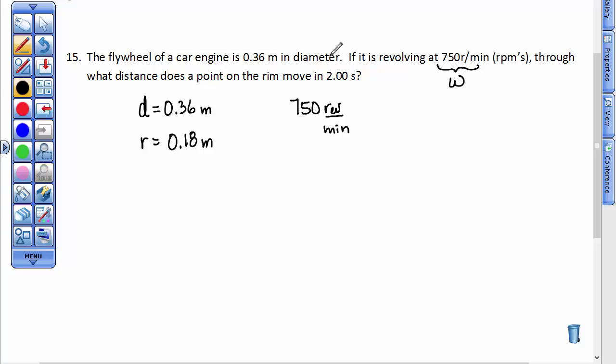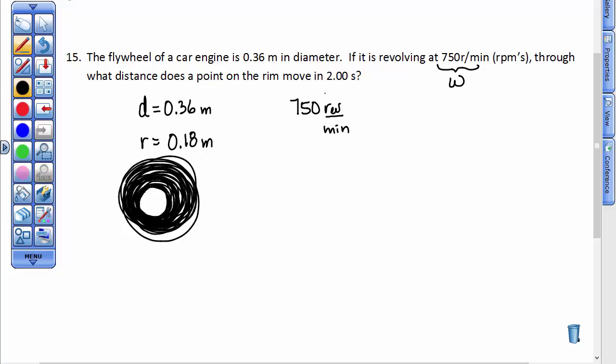Now, what distance does a point on the rim move in 2 seconds? Please remember, you're going 1, 2, 3, 4, 5, 6, 7, 8, 9, 10, 11. I'm trying to get up to 750 in a minute. I can't. It's way too fast. And I'm trying to grow this circle so you can see that I'm going around. So this is going around 750 revolutions per minute for a total time of 2 seconds.